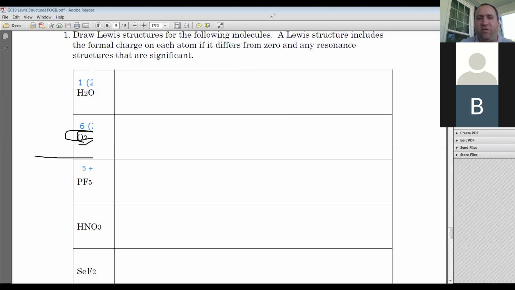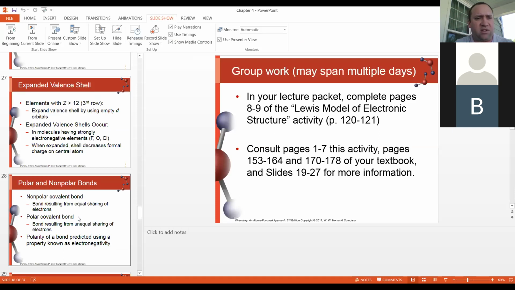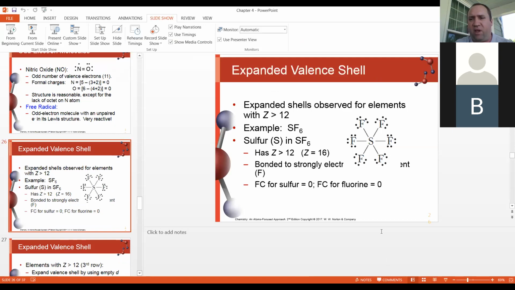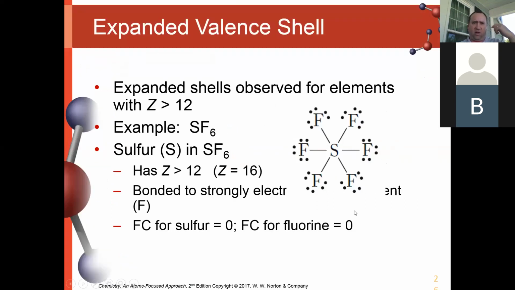Okay, so I'm gonna shove it over to the PowerPoint again here. So if I look in the PowerPoint, let's go to the spot where we talk about expanded valence shells. Now, we can break the octet rule in certain cases. The certain cases that we're talking about are for elements that have atomic numbers greater than 12. Now, why greater than 12 specifically? Well, what we're talking about really here is a requirement: we need a third energy level.